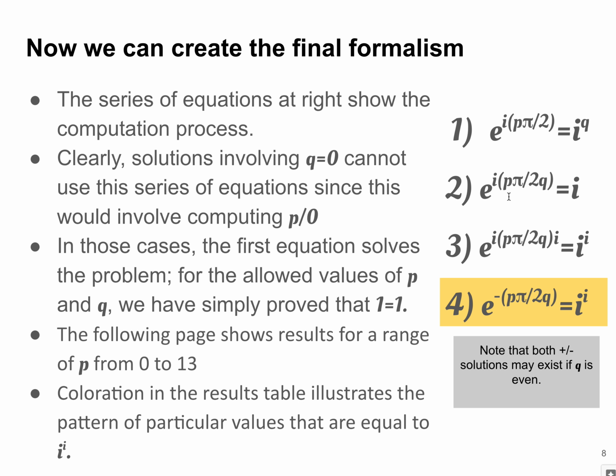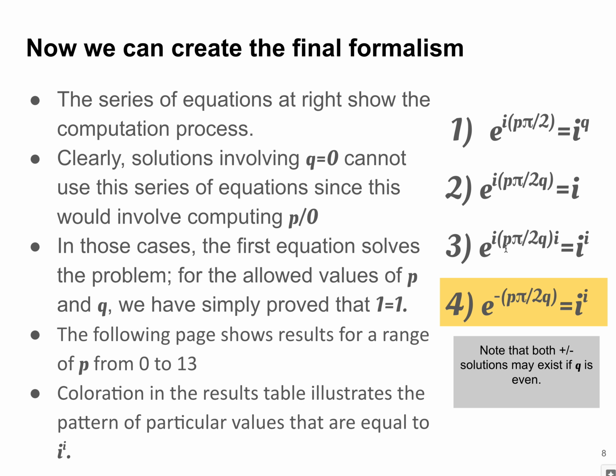So let's improve our formalism. So here's the equation that we developed. e to the i p pi over 2, I'll say it again, e to the i p pi over 2 is equal to i to the q. Take the qth root of both sides. So we get e to the i p pi over 2q, that's equal to i. Raise both sides to the i power. That's what's done here.